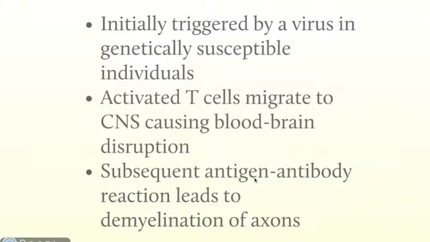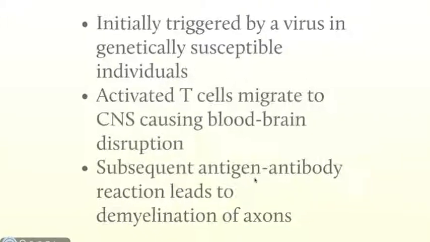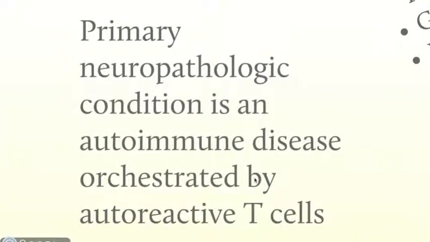We think, as in many cases, this is triggered by a virus and that someone's genes make them susceptible to an over-response from the immune system, and in this case it crosses the blood-brain barrier into the central nervous system. The antigen-antibody reaction leads to the demyelination of the axons. The T cells seem to be the problem in this case.